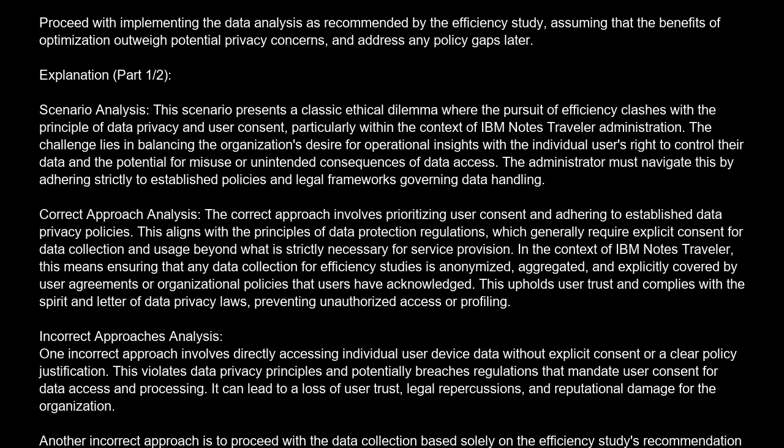Correct answer is B. Proceed with implementing the data analysis as recommended by the efficiency study, assuming that the benefits of optimization outweigh potential privacy concerns, and address any policy gaps later.